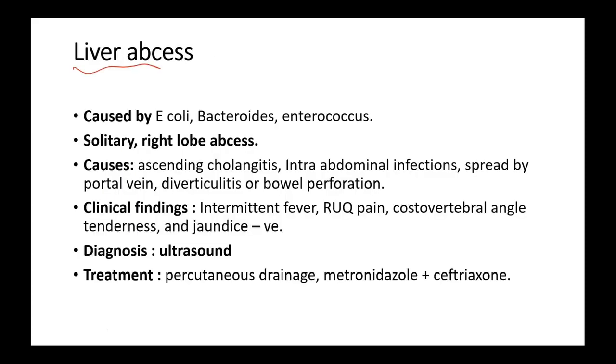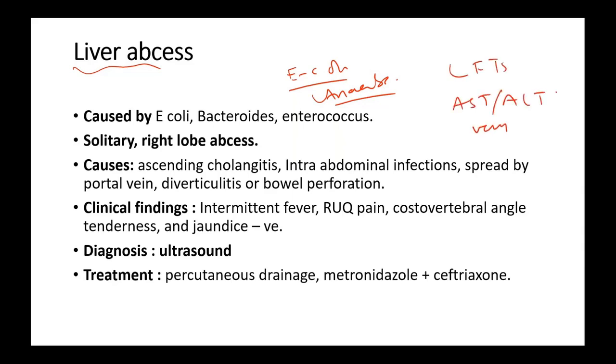Liver abscess, commonly caused by gram-negative organism, E. coli, and anaerobes, bacteroides, enterococcus. So these patients will have right upper quadrant liver pain, and when you do the exam, LFTs, their AST, ALT will be very high, and they will have signs of sepsis. What are the signs of sepsis? Fever, low blood pressure, tachycardic, their WBC will be elevated.